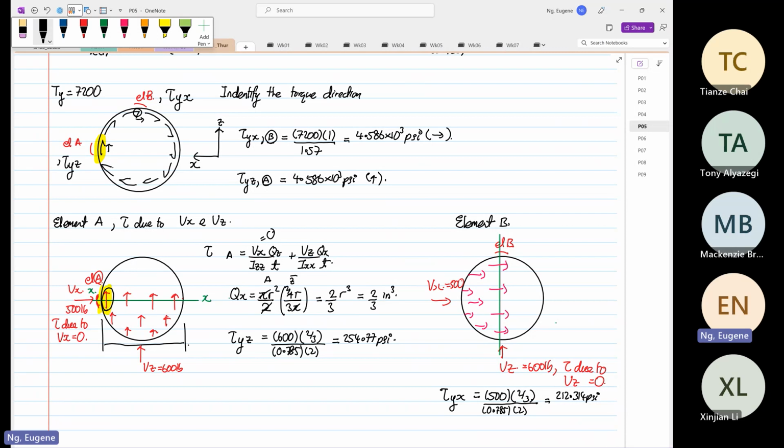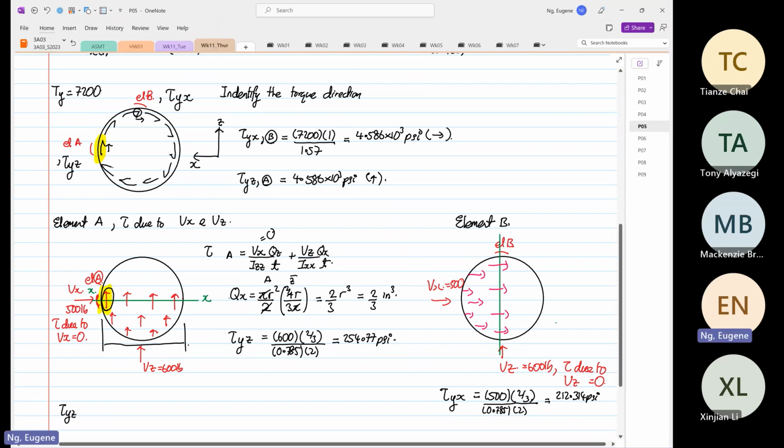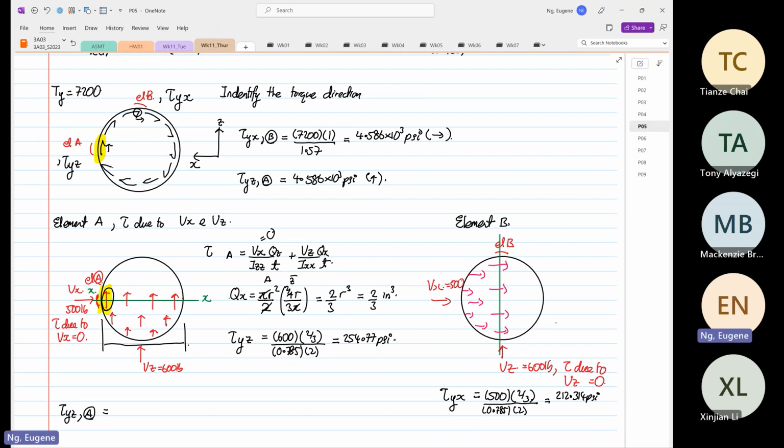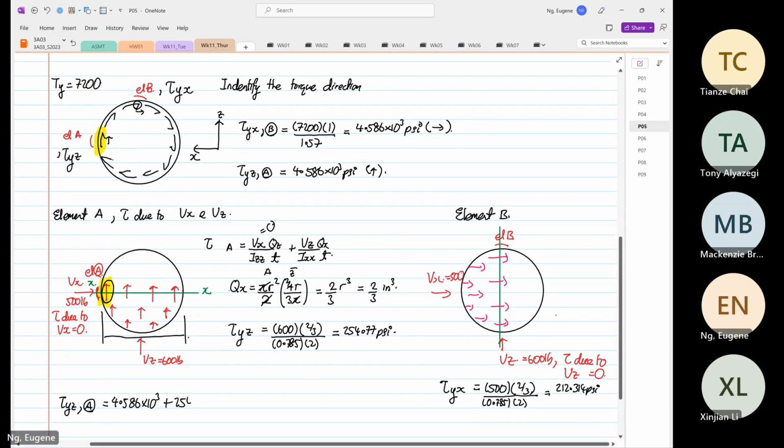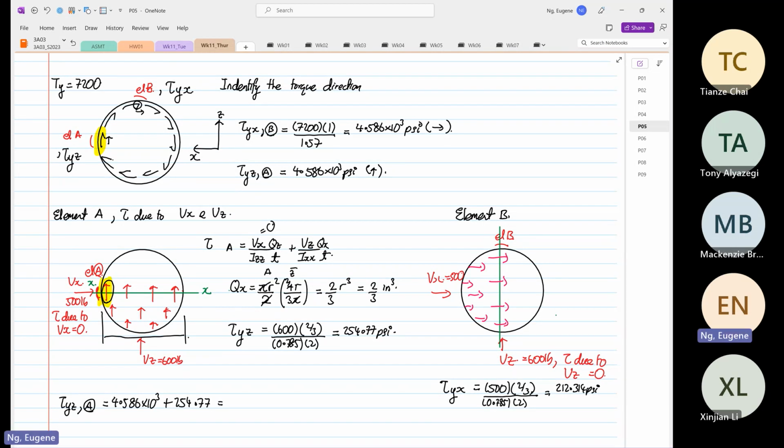You now can write shear YZ at point A is equal to 4.586 times 10 to the power 3 plus, because they are the same direction, right? Plus 254.77. So this is equal to 4.586 times 10 to the power 3 plus 254.77, which is equal to 4.841 times 10 to the power 3 psi.